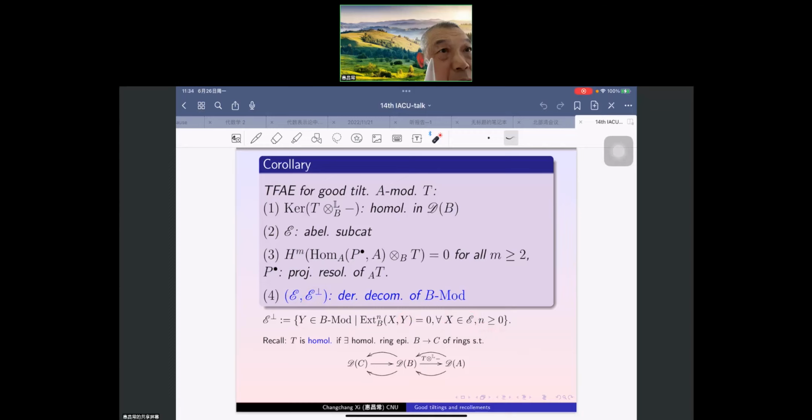If T is homological, a tilting module T is called homological if there is a homological ring epimorphism such that the kernel can be realized as the derived category of a ring, using this homological ring epimorphism. So this is the new contribution, as we will see, and this will be a derived decomposition of this abelian category.